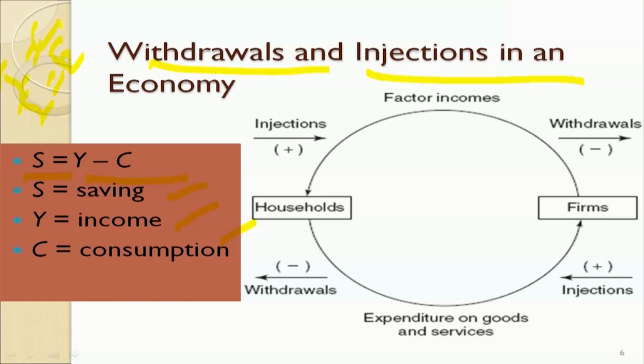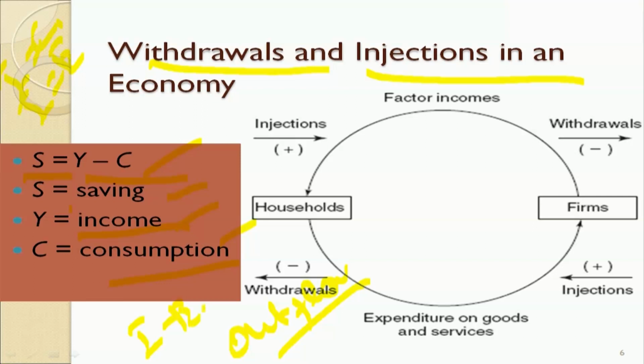So, how are those withdrawals and injections to be measured? Withdrawals, what we consider as an outflow. In this equation you need to understand the savings. How do we identify the savings? Income minus consumption. It means income minus expenses.